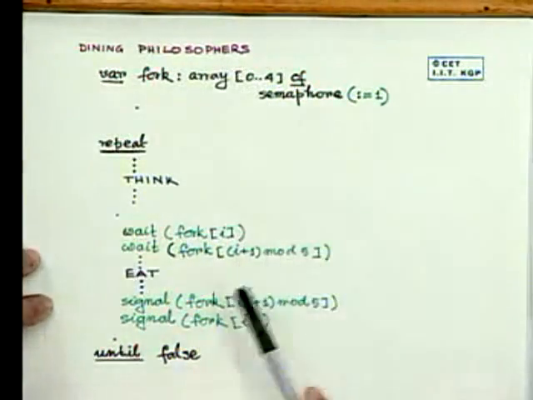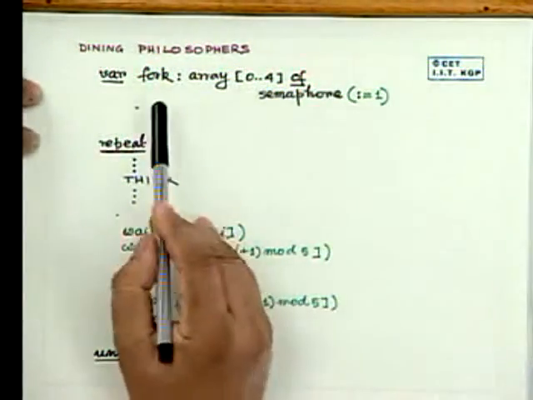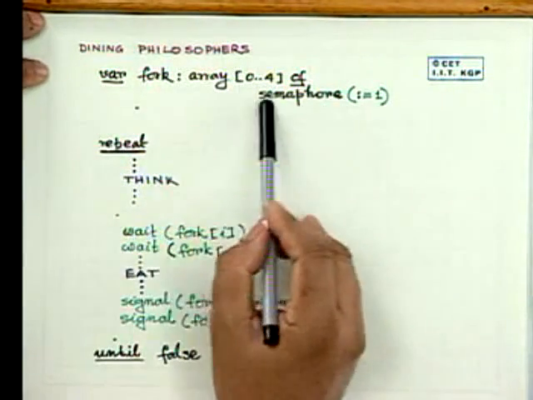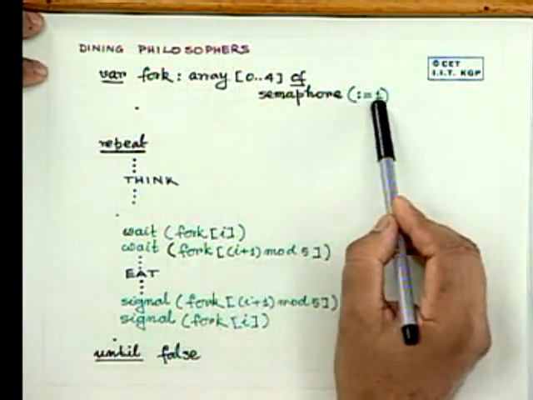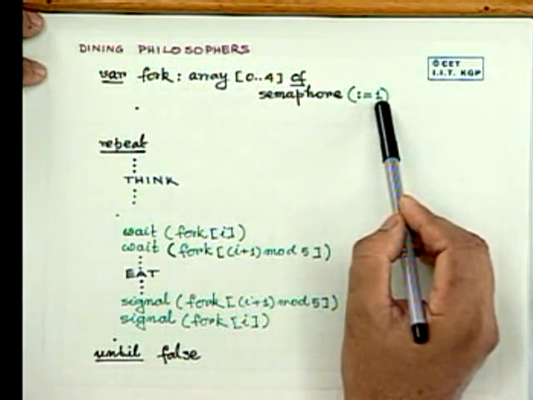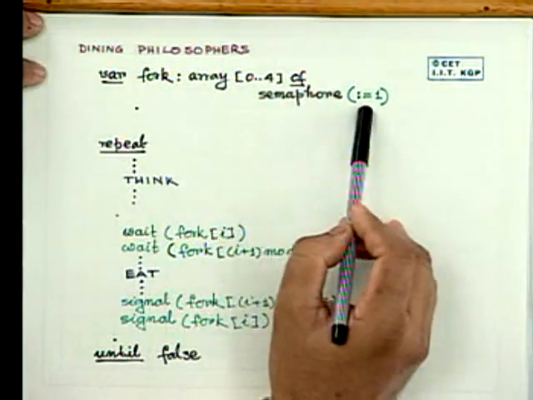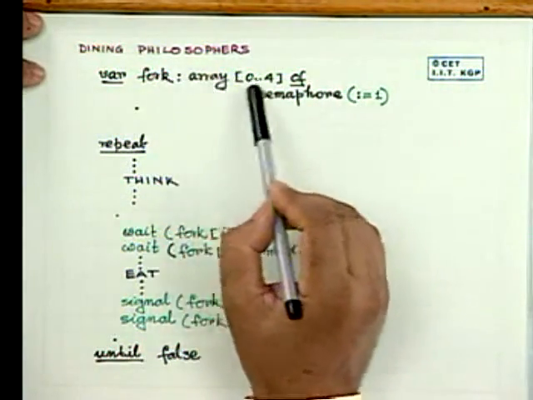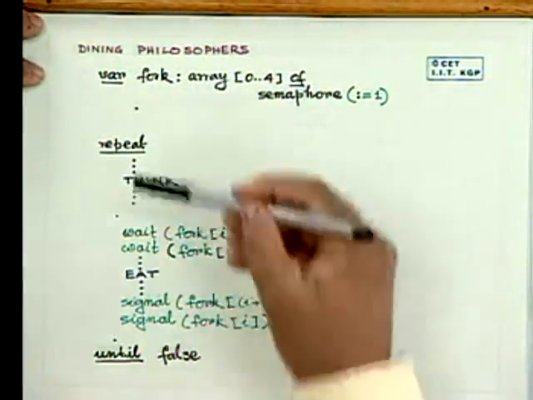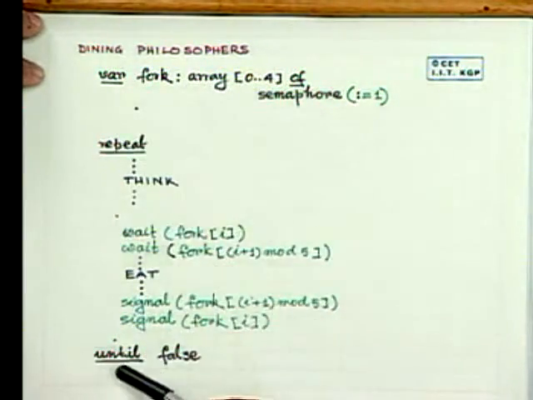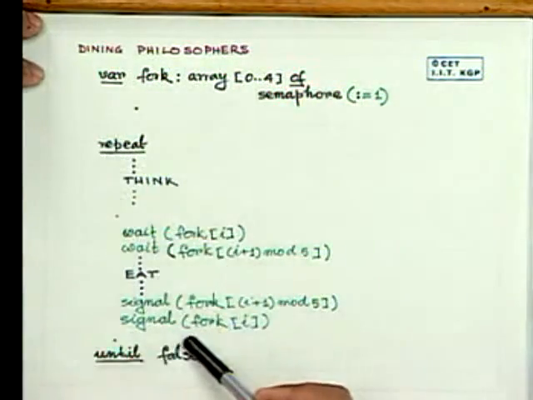Now, a solution to such a problem has been proposed here. Here, the fork has been declared as an array of semaphores, whose initial values are all equal to 1. Array 0, 1, 2, 3, 4 of semaphores, right? 5 forks are there. Here is the philosopher process. Repeat until false, that means repeat indefinitely.